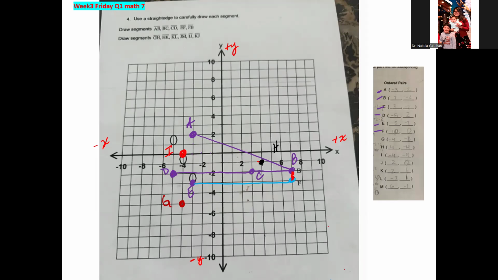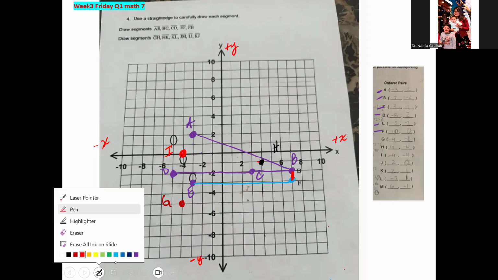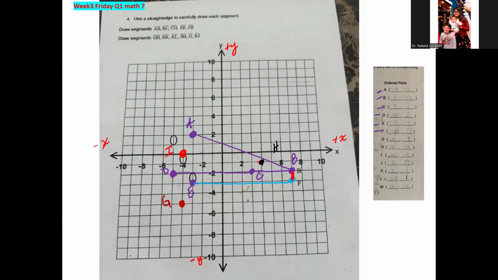So G and I erased. So everything else needs to be erased. Okay, next, draw something in GH. So G to H, you can have GH.